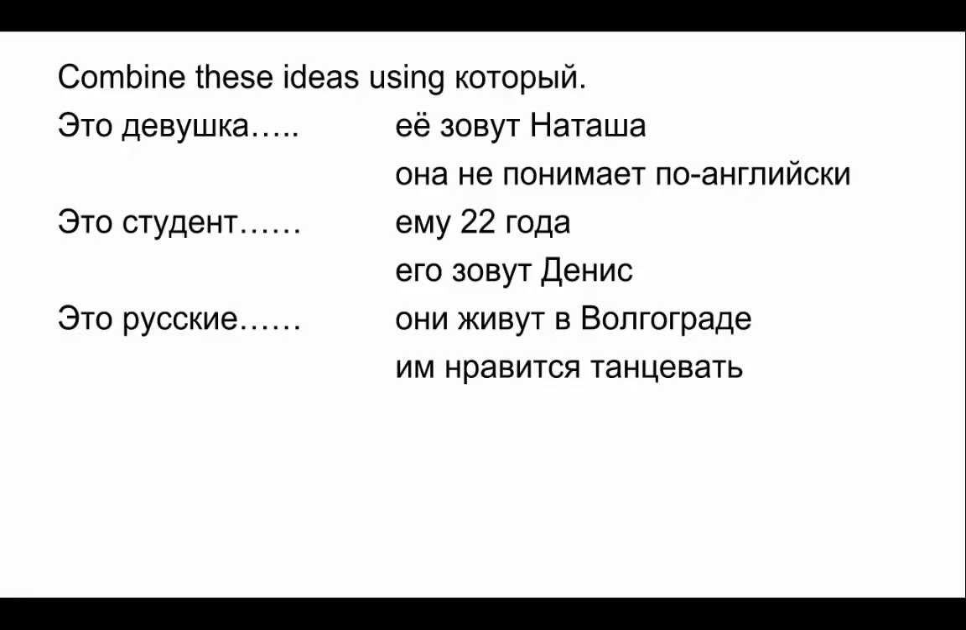Let's try these. Combine these ideas as if they were different sentences using который. We have эта девушка. Её зовут Наташа. Here's a girl. Her name is Natasha. Эта девушка. Она не понимает по-английски. Here's a girl. She doesn't understand English. So we'll combine these to sound more complex. This is the girl whose name is Natasha. This is the girl who doesn't understand English.